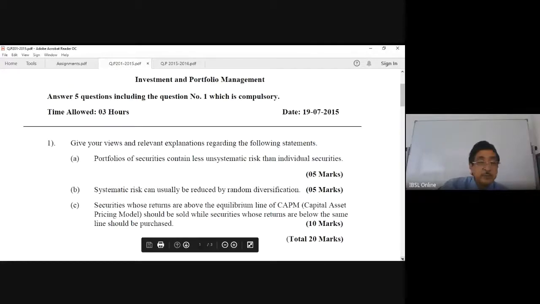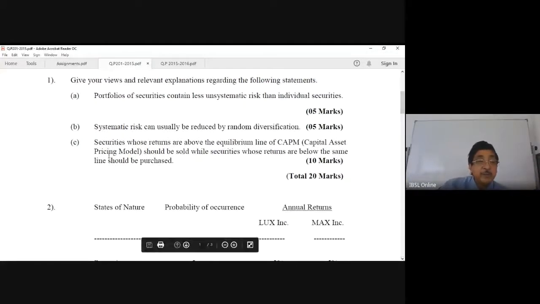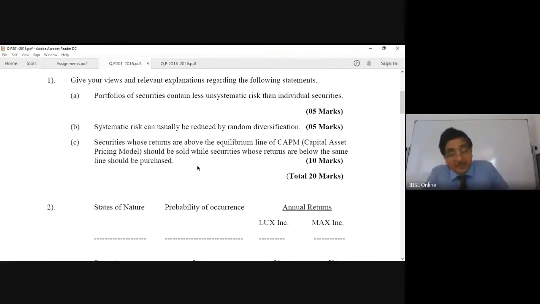Then you go to the third part of it. Securities whose returns are above the equilibrium line of CAPM should be sold, while securities whose returns are below the same line should be purchased. What do you think? Now, this is a good question to be answered.